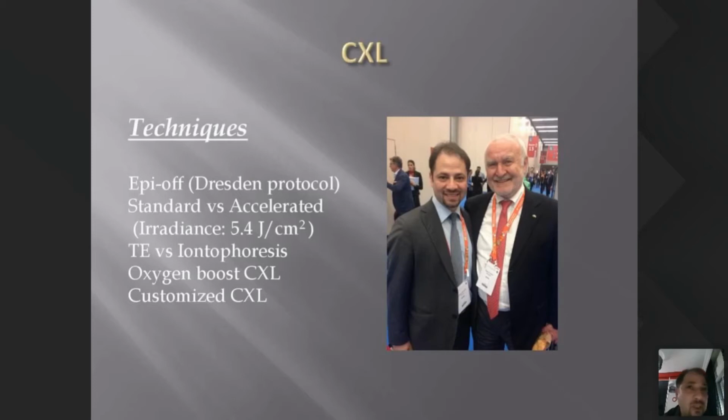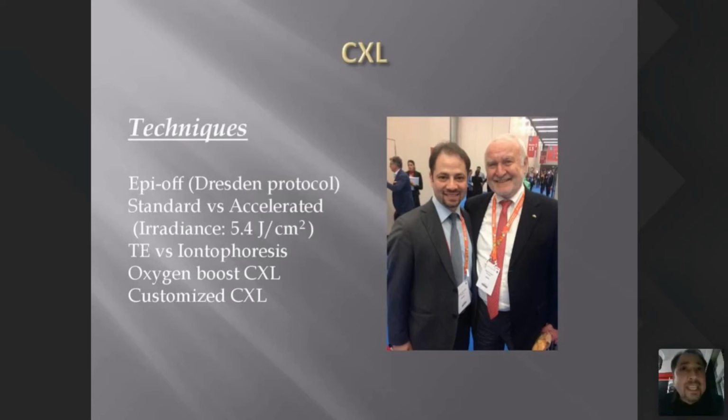The total irradiance that should be delivered to the cornea is 5.4 joule per centimeter square. Whether you are using the accelerated, you can increase the irradiance at the expense of time. For example, we have machines that give you 9 milliwatt per square centimeter for 10 minutes, or even 18 milliwatt for 5 minutes. So the total irradiance delivered is around 90 milliwatt per centimeter square, which is equivalent to 5.4 joule per centimeter square.